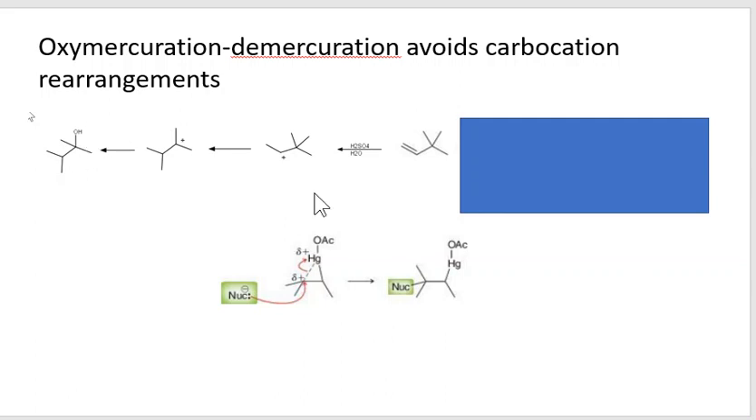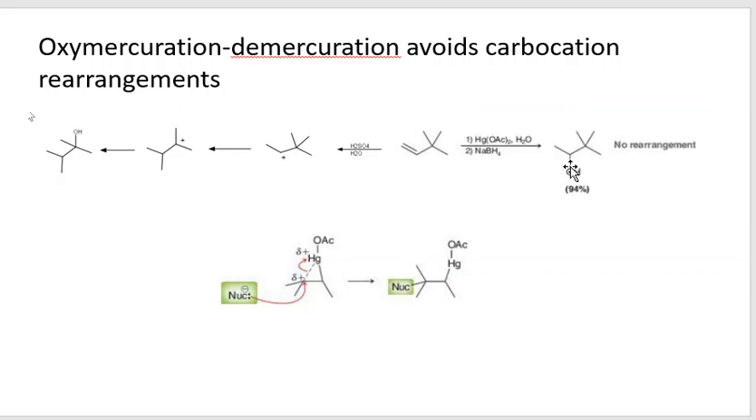If you don't want rearrangement, an alternative is to use something like oxymercuration, demercuration. Really, these days, we don't use a lot of mercury. There's other ways of doing this. But most texts still just call it oxymercuration, demercuration. And so the idea here is that you want to avoid actually forming a full carbocation.